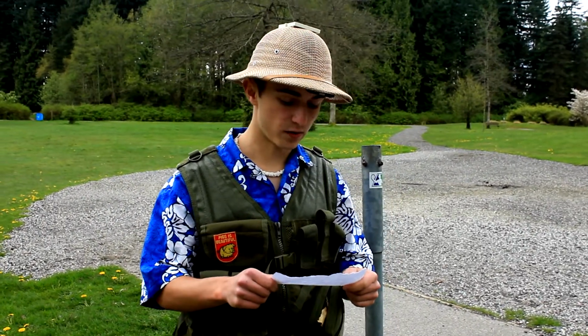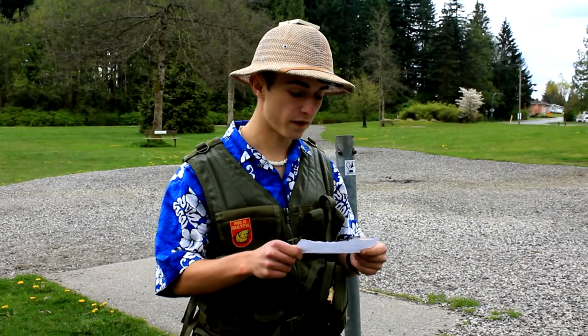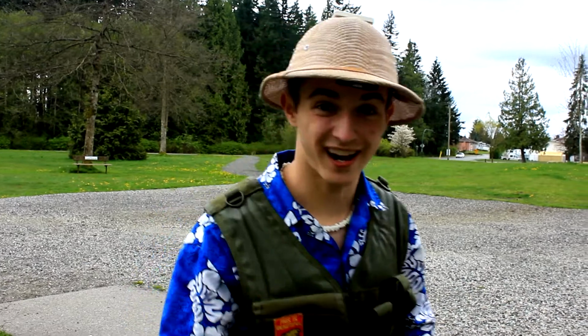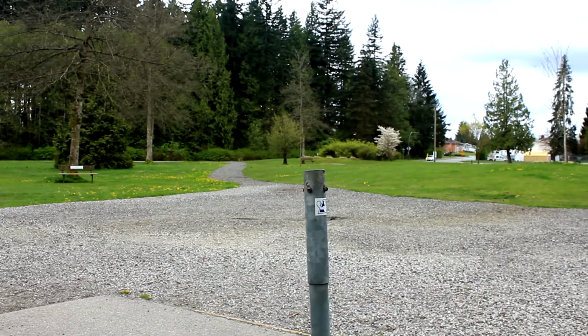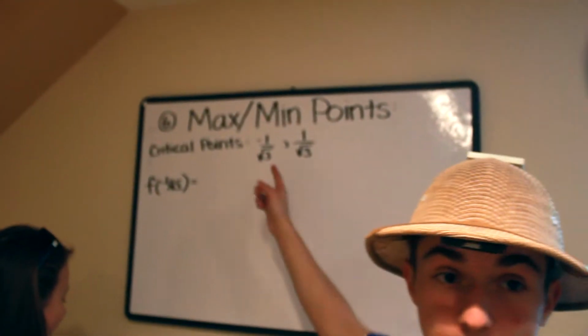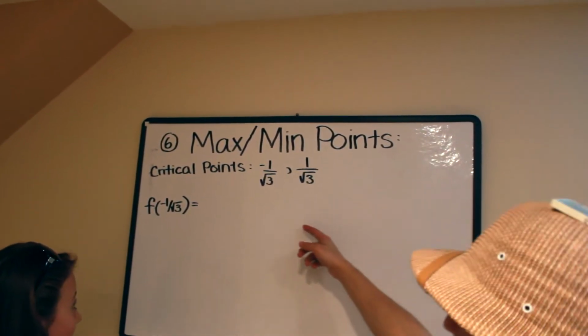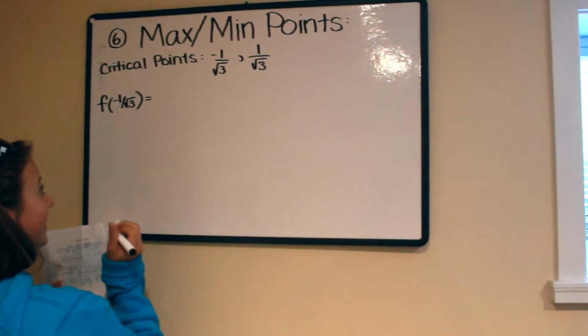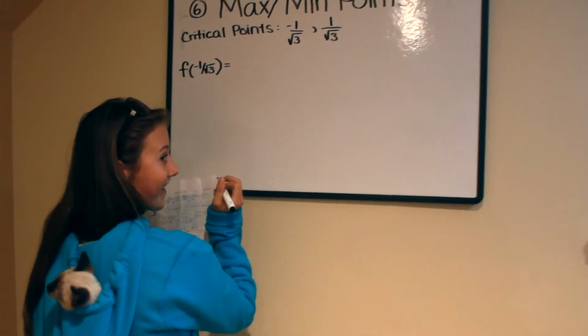Congratulations on solving your clue. Now look and solve for max and min points. Let's head back to the HQ. So, let's solve for this critical point right here, -1 over root 3. We are going to plug it into our function and we're going to see what the y value is. This will be our first max or min point.